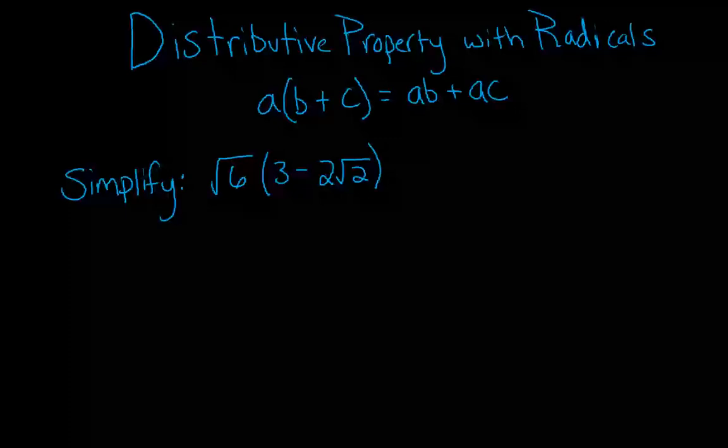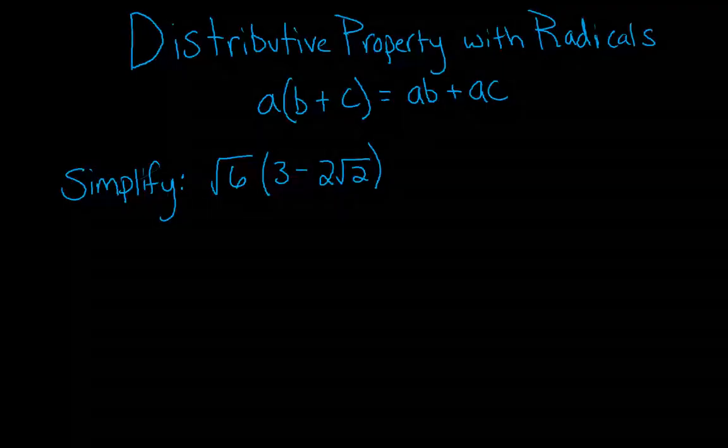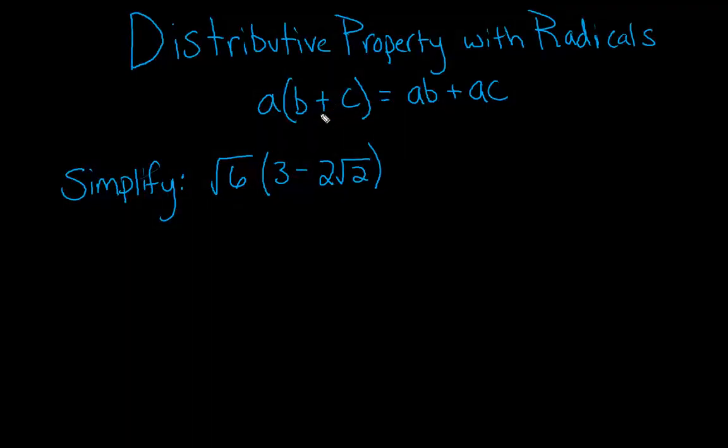Hey everybody, in this video we're going to talk about the distributive property with radicals. If you recall, the distributive property allows us to multiply a number by a sum or a difference by multiplying each part of that sum or difference and then adding later. This is really going to be no different when we're dealing with radicals. The challenging part is going to be simplifying those radicals.